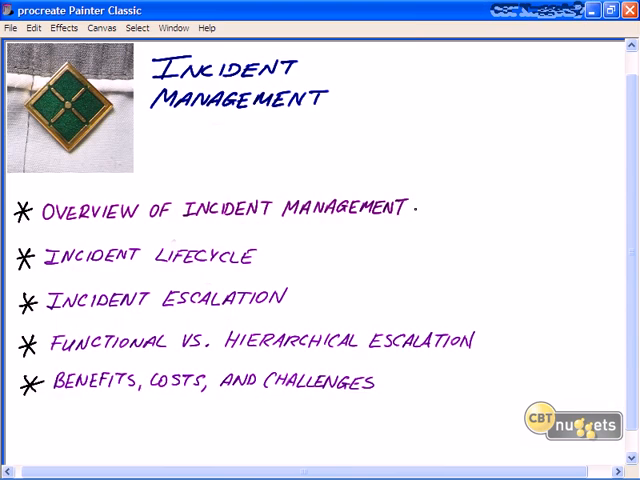On this fifth nugget of the ITIL Foundation series, we covered 5 key topics. First of all, an overview of incident management. We looked at incident life cycle, the incident escalation process. We talked about functional versus hierarchical escalation, and then finally, the benefits, costs, and challenges of incident management.